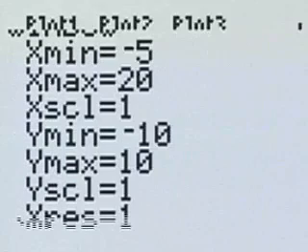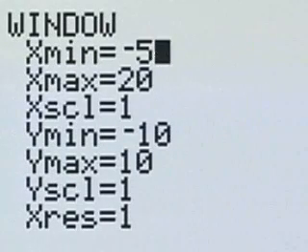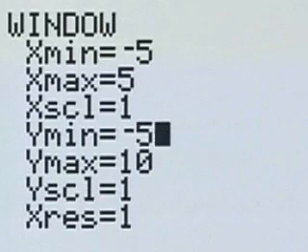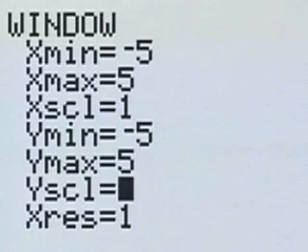And the window I'll use is negative 5 to 5 on x, and negative 5 to 5 on y, with your x scale and y scale being 1. And now press graph. We can see that this graph is the graph of the square root function reflected across the y-axis, shifted left 2 units and down 1 unit.